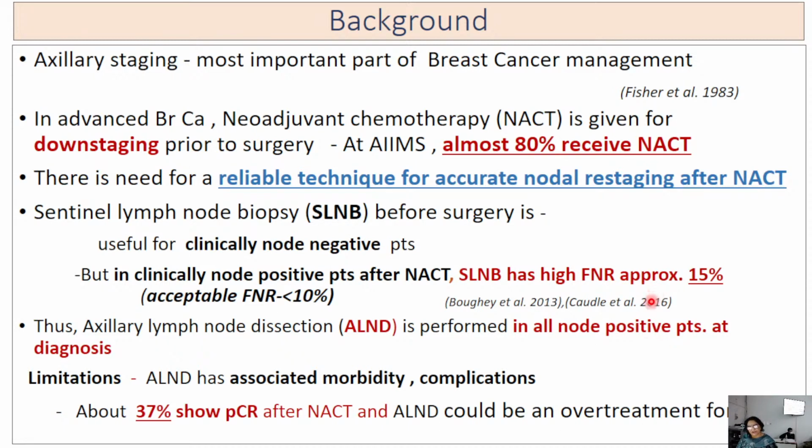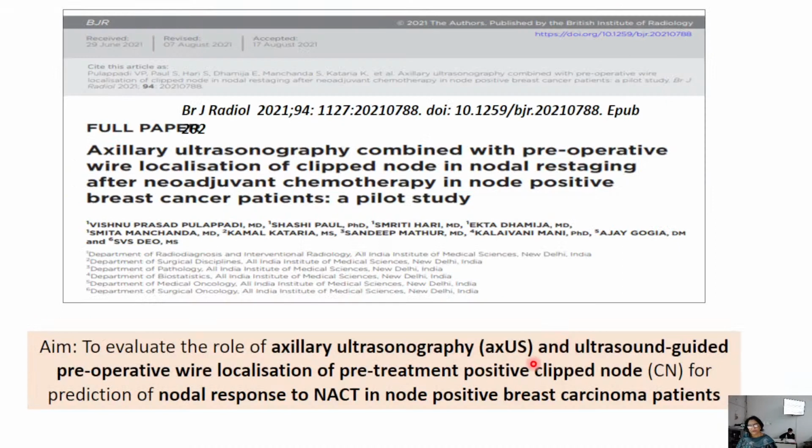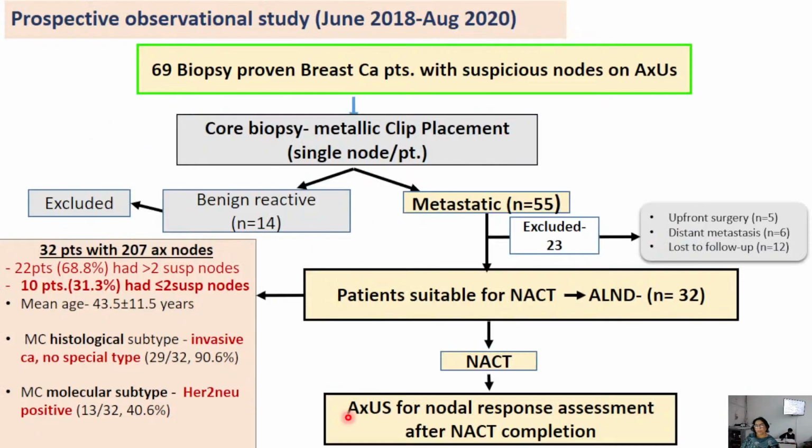In addition, a large population, about 37%, show complete response after NSCT, and thus ALND in those particular patients could be an over-treatment for life. With this aim, we evaluated the role of axillary ultrasound and preoperative wire localization of these pre-treatment positive clip nodes for prediction of nodal response in node positive patients.